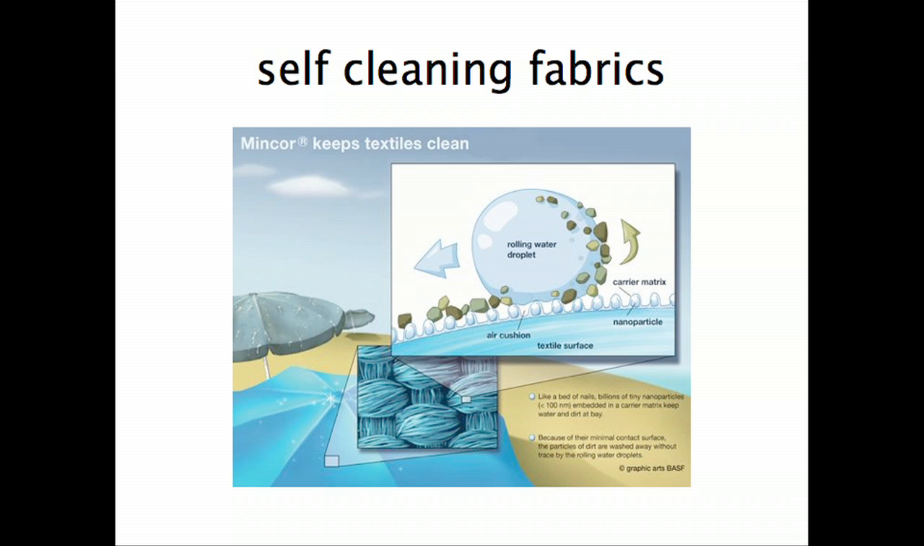This is Minicor. There are many other ones on the market. Nanotech, for instance. And Dockers jeans, for instance, had such coatings so that you could throw ketchup on it, it would just slide off. It still breathes, but it doesn't get dirty. Other places where you'll find these self-cleaning fabrics are increasingly in furniture, upholstery, and so on.